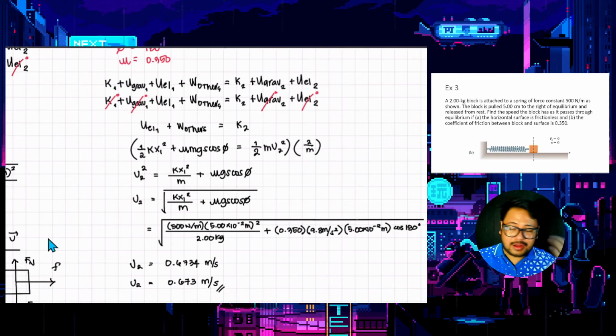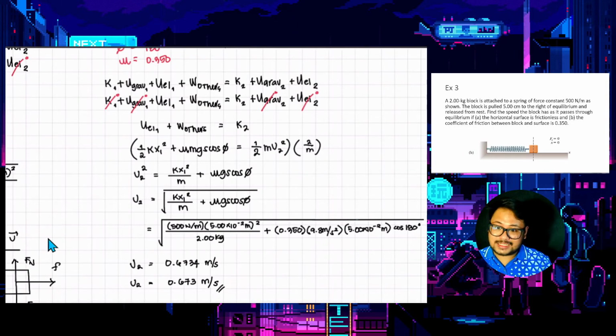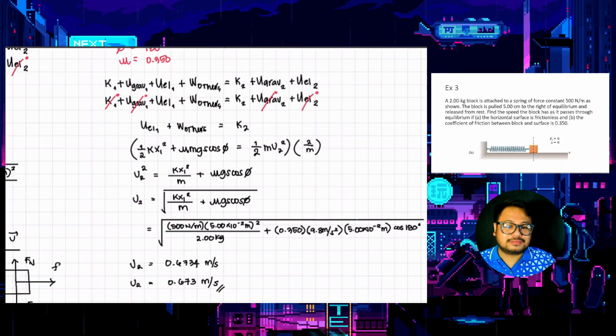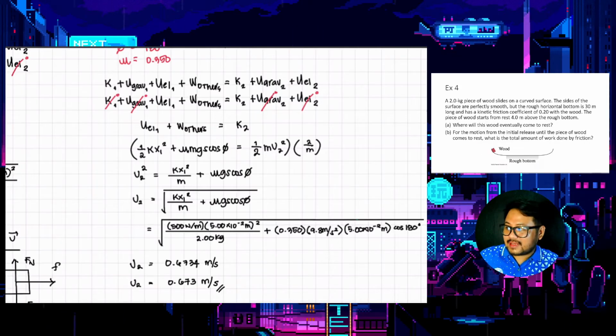And comparing it to if it is frictionless. Okay? So that's for example number 3, letter B. Let's now have number 4.